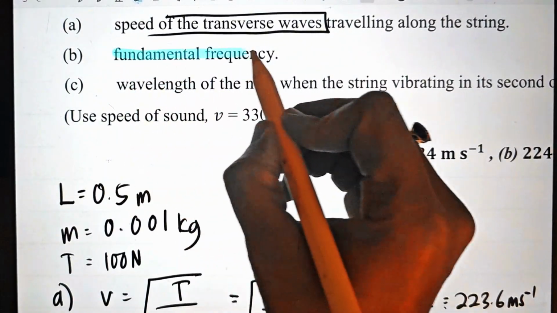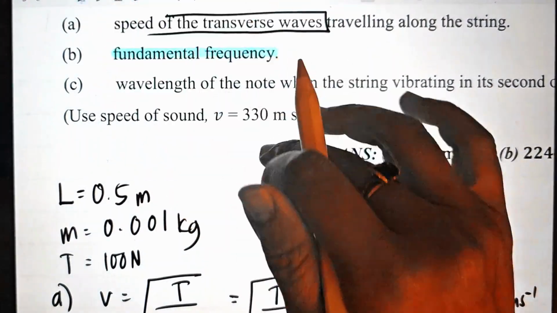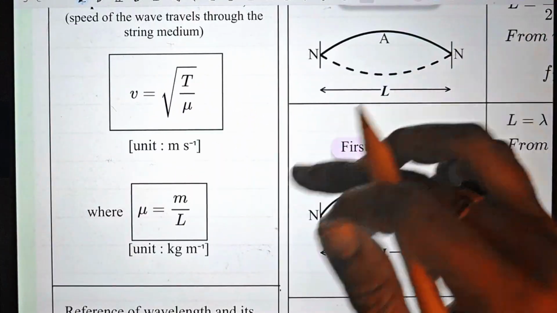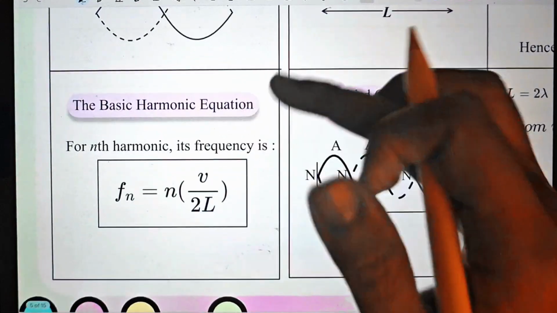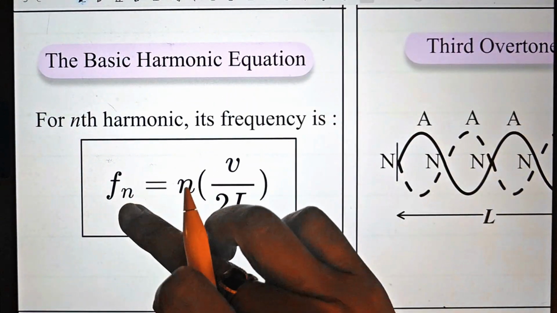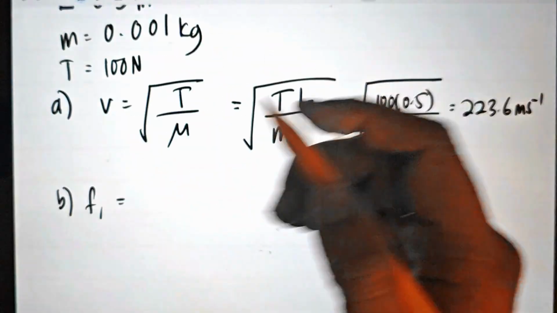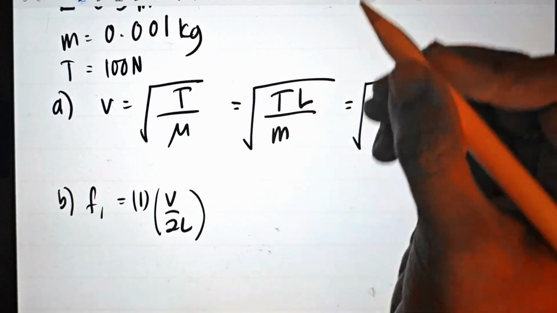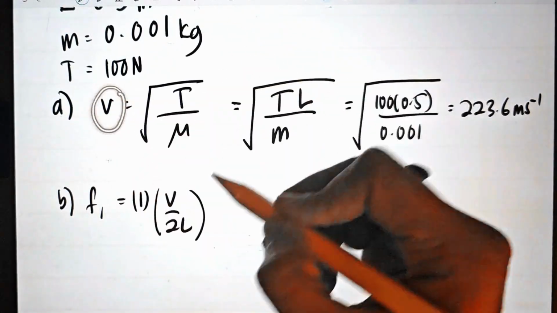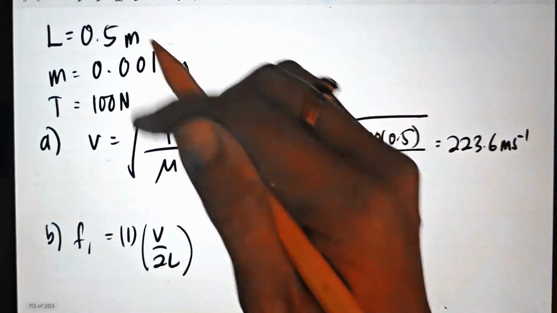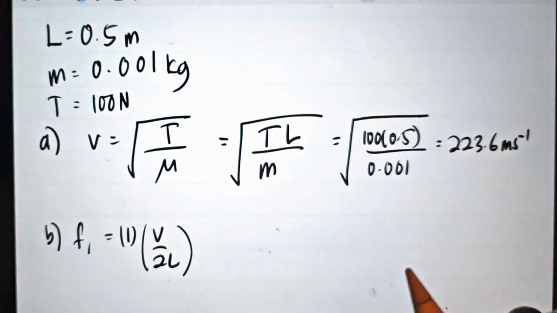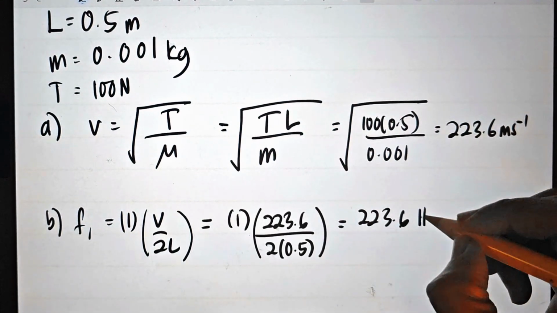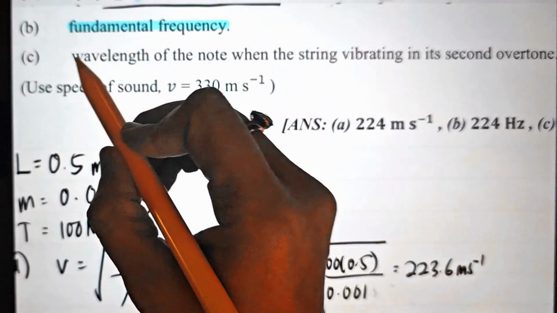Question B is asking for the fundamental frequency. So it is F1. We know the equation for the nth harmonic. In this case, Fn equals to nV over 2L, right? So F1 equals to 1 V over 2L. So V we can get from the transverse wave, and the L you can get from here. So the answer is 223.6 Hertz.